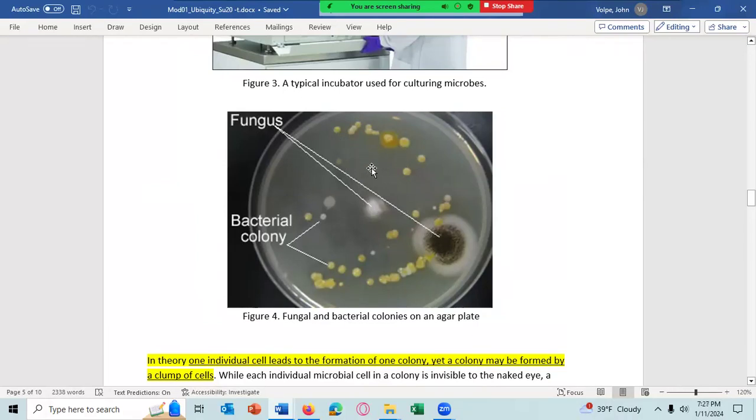Now, you can't entirely go by the size to determine how many cells formed the colony, and you never will know how many cells formed the colony. But generally, it'll be one, two, or a clump that forms a colony. It would never be like hundreds of cells, because it wouldn't grow in a colony. It would grow like a streak or something.